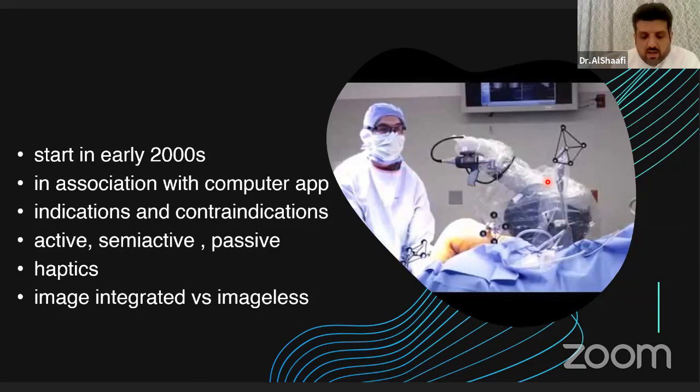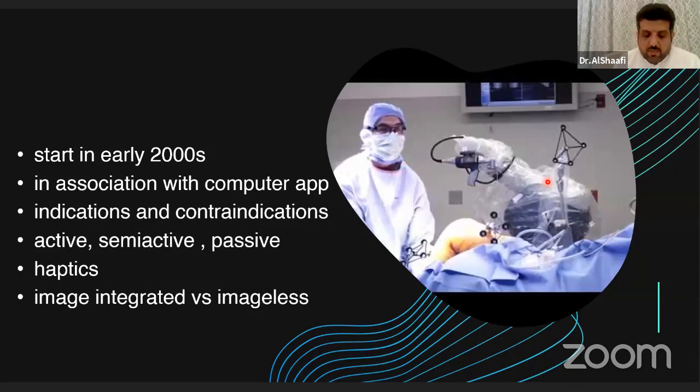The FDA clearance for the robotic application defines its specific use in knee arthroplasty in unicompartmental, bicompartmental, and total knee replacement. The contraindications of the robotic approach are the same as the contraindications for conventional knee replacement. The robotic systems include three main types: active, semi-active, and passive.